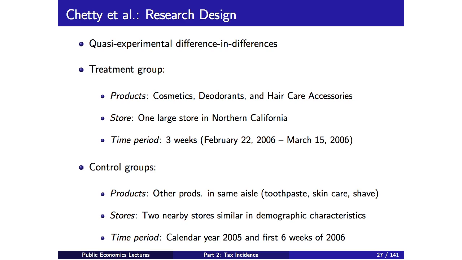Again, products, so other products in the same aisle. For instance, we did not change the tags for toothpaste, skincare, or shaving products. Other stores: prior to the experiment, we identified two other stores that had very similar demographic characteristics and patterns of demand, also in Northern California. And other time periods, of course, prior to the experiment, for example.